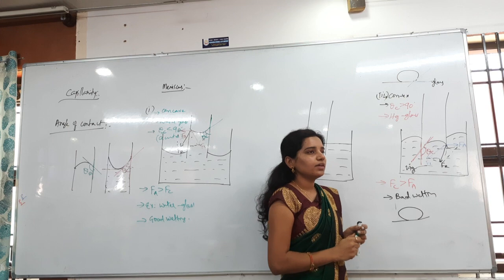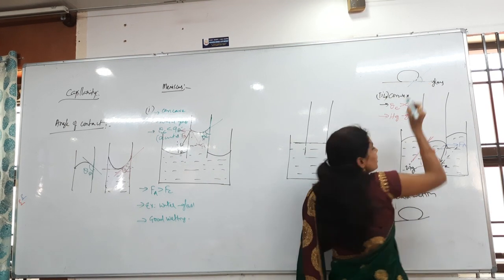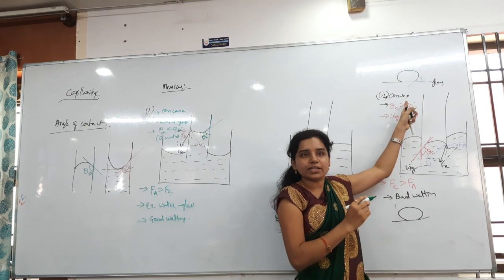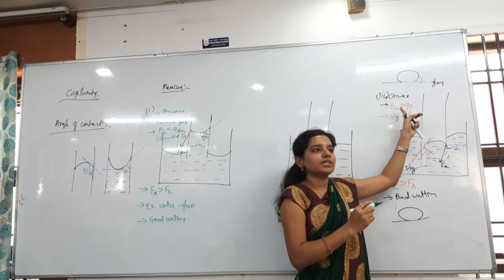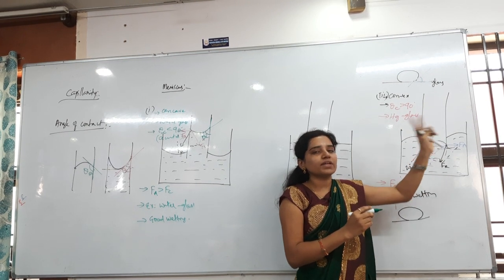Where will it be? Outside or inside? Inside. Always you have to take it inside. This cannot be greater than 90. That cannot be greater than 90. You have to think that. Always for mercury and glass, it should be a convex meniscus.